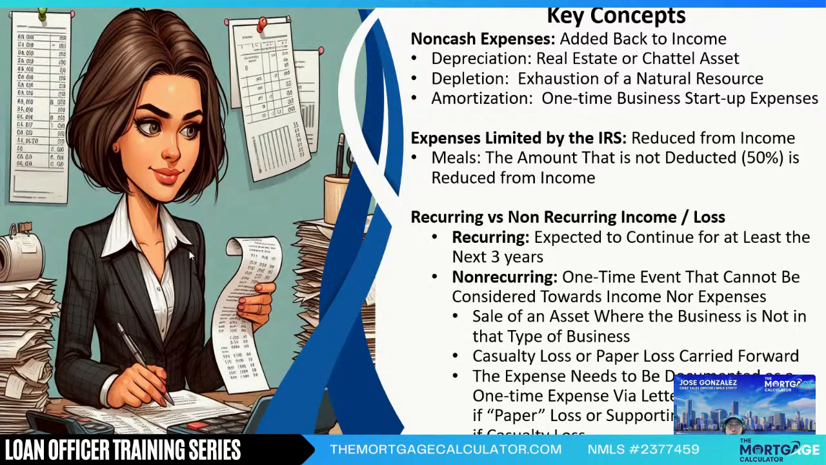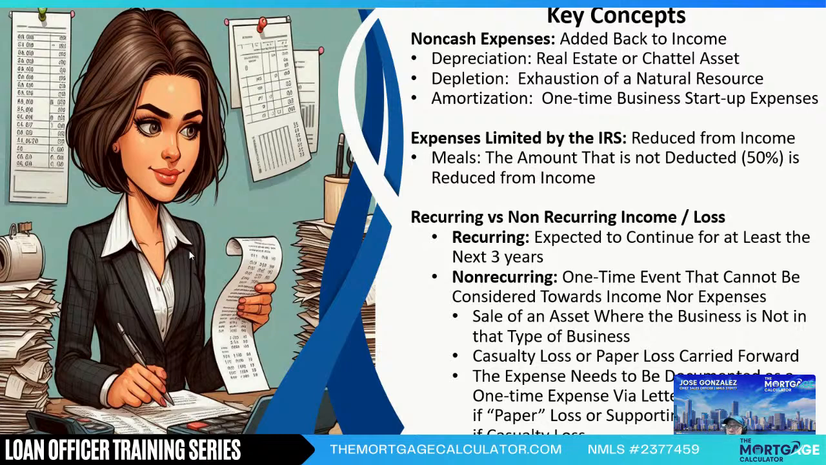depletion, or amortization. And I'll be clear, amortization does not mean paying down of a mortgage. In this scenario, amortization is a one-time business startup expense, right? The surveys, all of the work that had to be done, setting up the business, paying accountants, getting patents, copyrights, whatever it may be, the expenses to start up the business, because that's what amortization is, one-time business startup expenses. Depletion, exhaustion of natural resource, and we all know what depreciation is. It can either be on real estate or on personal property.